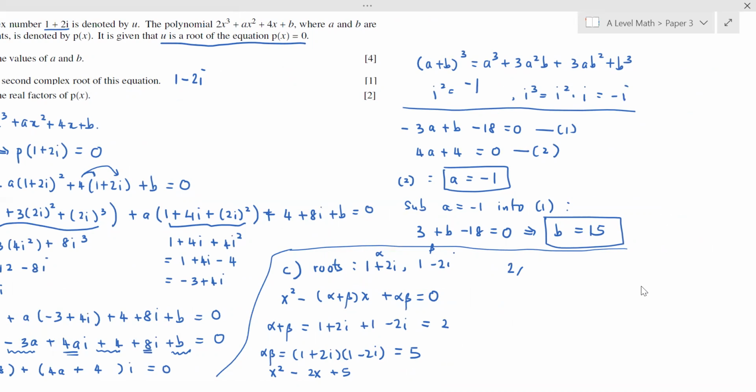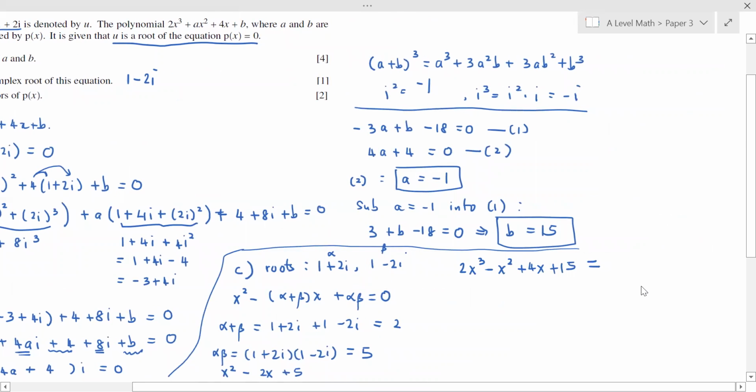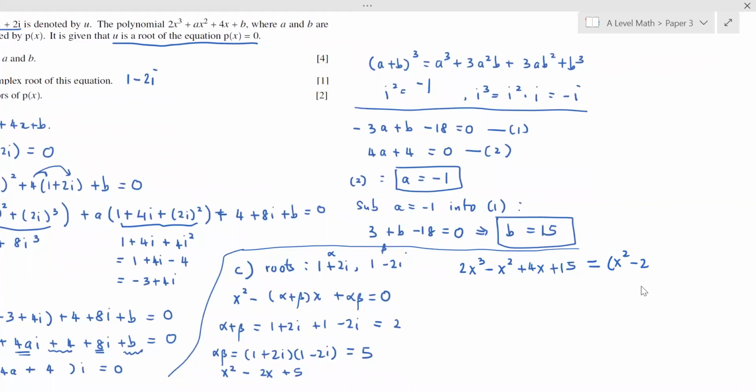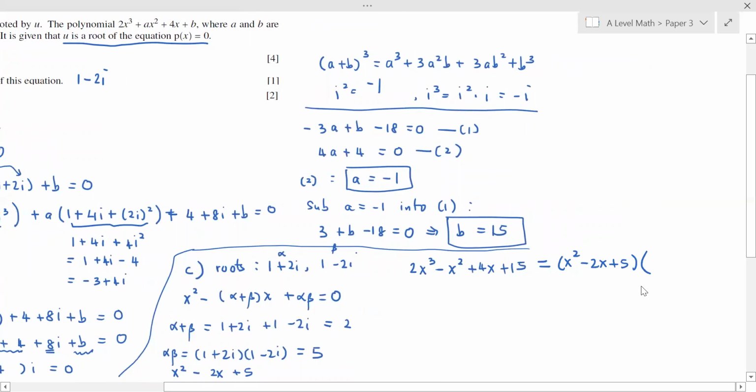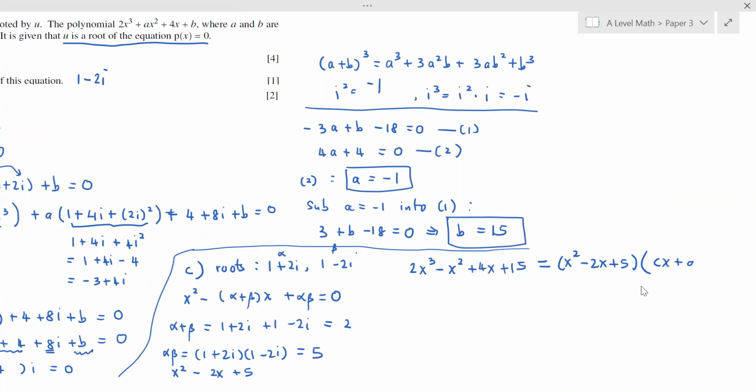The polynomial is given by 2x cubed, a is negative 1, so minus x squared plus 4x plus 15. This is the polynomial p of x. And p of x here has x squared minus 2x plus 5 as one of the real factors because of the complex roots. Now this is quadratic, so the last factor must be linear. Let's say the last factor is given by cx plus d.